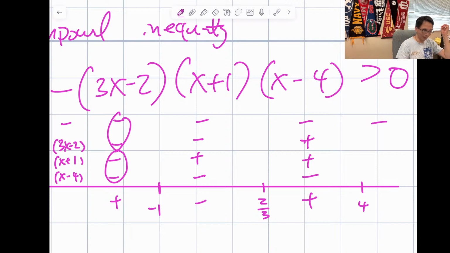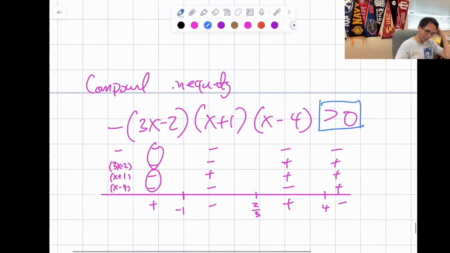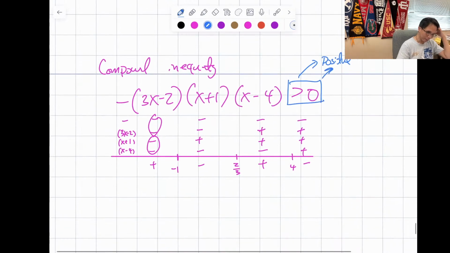I'm plugging in 5, so it's going to be positive, positive, positive, negative. So I'm going to answer the last part of the question. The question says greater than 0, so that means I'm looking for the positive region. Make sure you write this down, positive region. So it'll be negative infinity to -1. Is that okay?